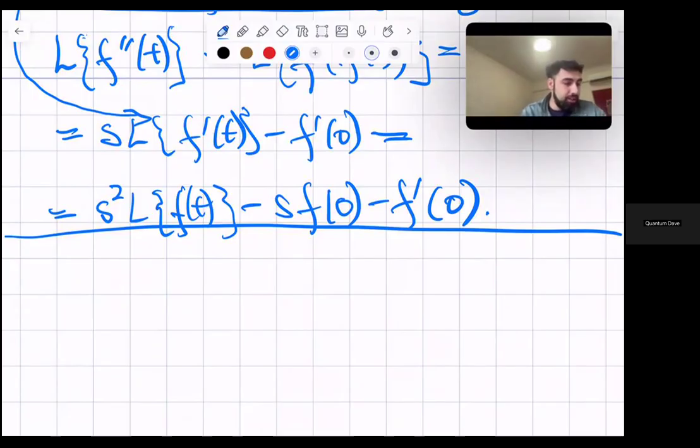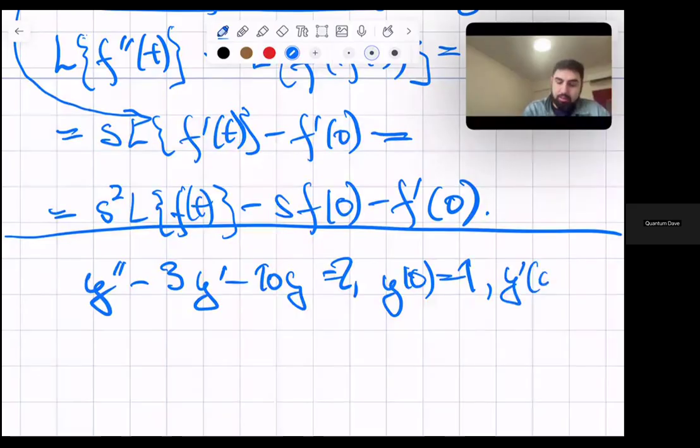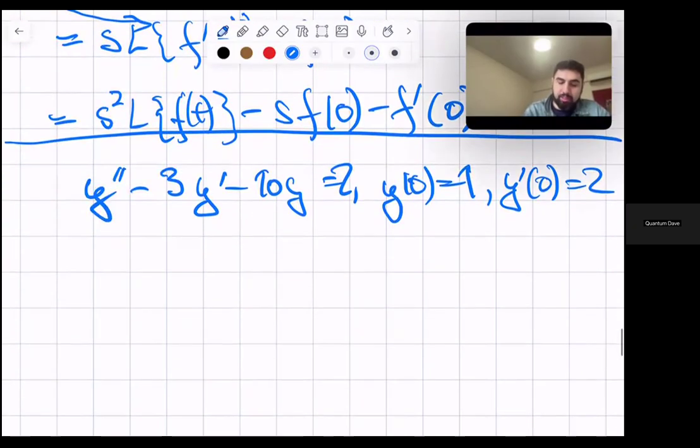And now we will try to solve the following differential equation: the second derivative of y minus 3 times the first derivative of y minus 10y equals something, subject to the following initial conditions. The derivative at 0 is 2. And then let's basically discuss the recipe and how to attack this kind of problem.